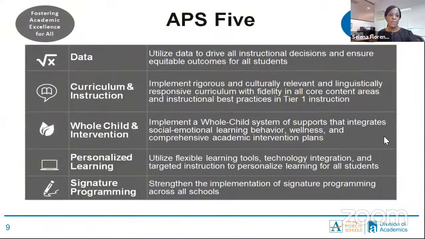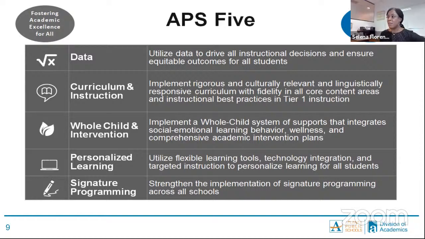We also have our APS 5, which is new to APS this year. They are 5 best practices that we expect to see in all of our schools. They are data. We use data to drive all of our instructional decisions in our buildings. We also have curriculum and instruction. We implement rigorous and culturally relevant and linguistically responsive curriculum with fidelity in all core content areas. The third is whole child and intervention.